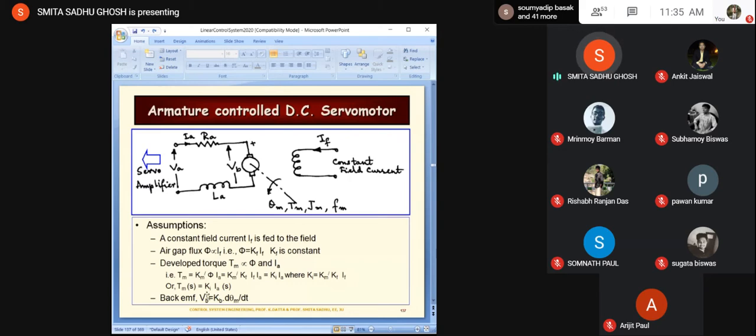So if you recollect from your knowledge of machines, the back EMF will be proportional to the angular speed of the shaft of the motor. So that actually means that Vb is equal to some constant into the derivative of the angular position. So that brings us to this expression, that is Vb is equal to Kb into the derivative of theta m, that is d theta m dt.